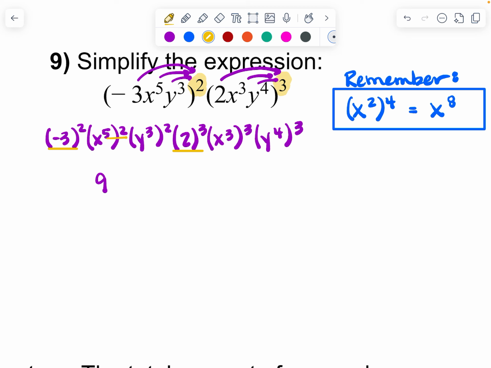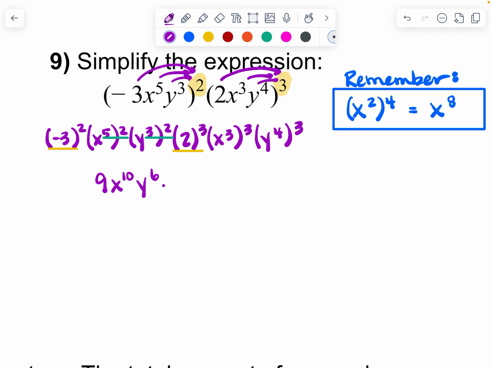Then here I have x to the 5th squared. That's a power to a power. So I multiply the powers. So that's going to give me x to the 10th. Then I have y cubed squared. So that's a power to a power. So y to the 6th.